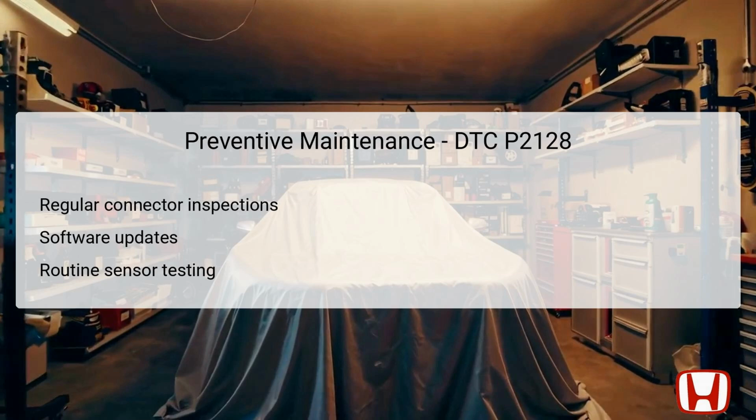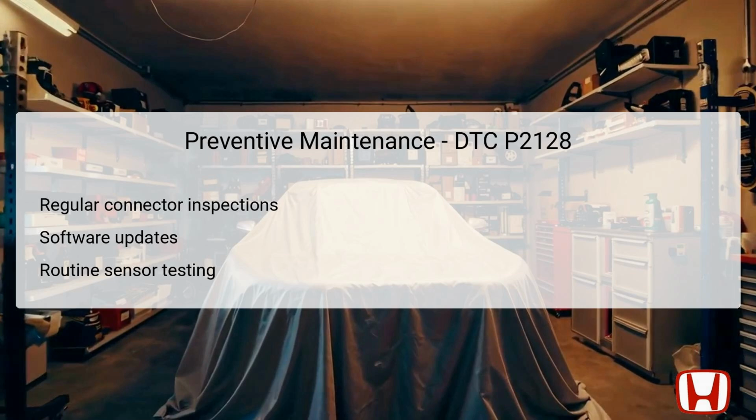To avoid encountering the P2128 code in the future, it is crucial to implement a robust preventive maintenance plan. Regular inspections of connectors and wiring harnesses can help identify potential issues before they escalate into serious problems. Checking for corrosion, loose connections, or frayed wires should be part of routine maintenance. Additionally, keeping the software of the ECM up to date will ensure that the vehicle's computer operates with the latest fixes and optimizations. Performing regular sensor tests can also help in early detection of sensor faults, enabling timely repairs.